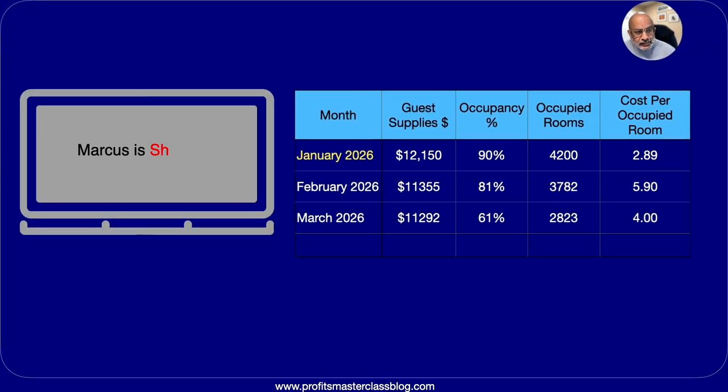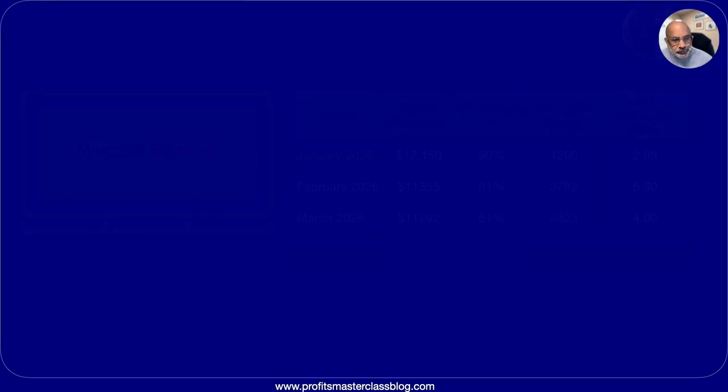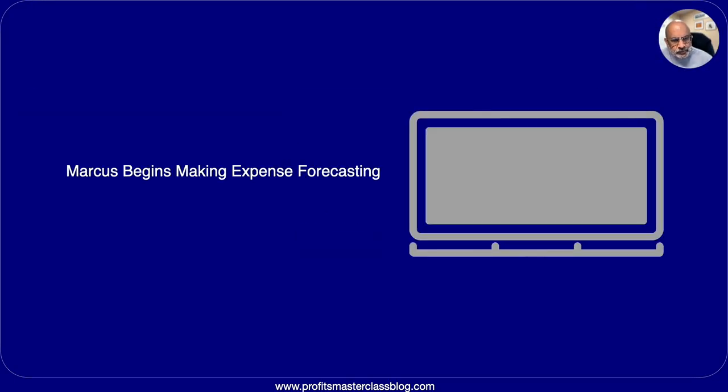But he begins investigating the reasons why guest supply expenses are going up in unit cost. He needs to rectify this so that his bottom line is not affected any further. But significantly, Marcus was now beginning to take expense estimating decisions based on the new unit calculation.